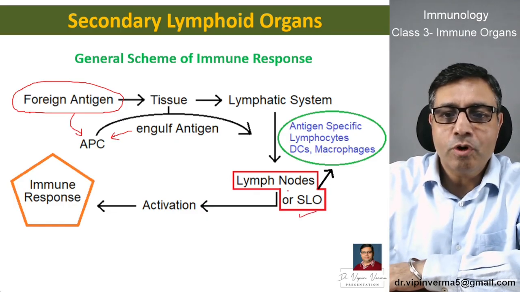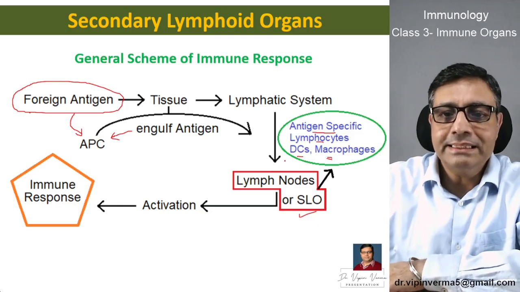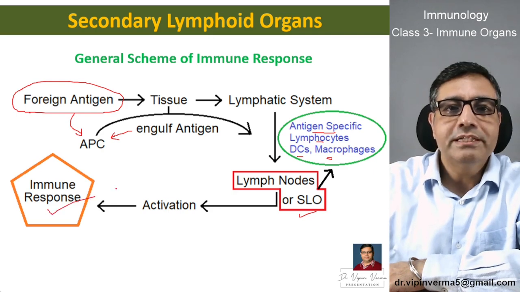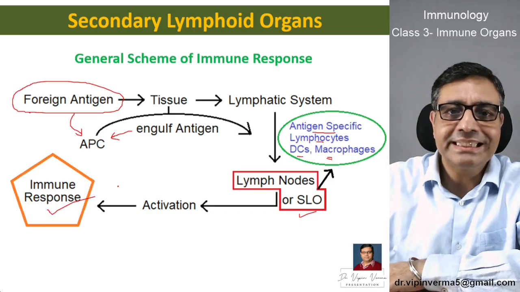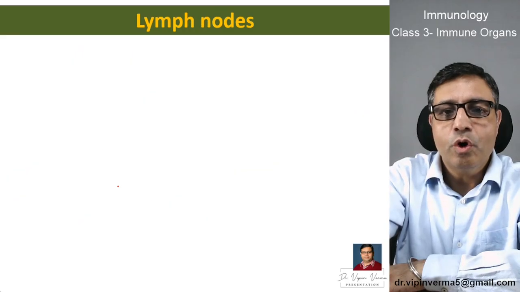Here in the lymph node or any secondary lymphoid organ, we have antigen specific lymphocytes, we have dendritic cells, and we have the macrophages. There is an interaction between the antigen and any or all of these cells, and then these cells are activated, and once they are activated they give the immune response. So this is a very general scheme of immune response that happens inside any secondary lymphoid organ.